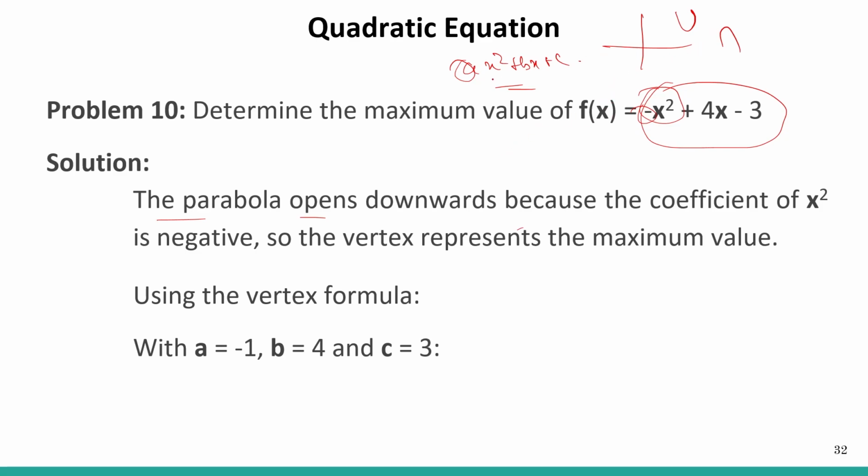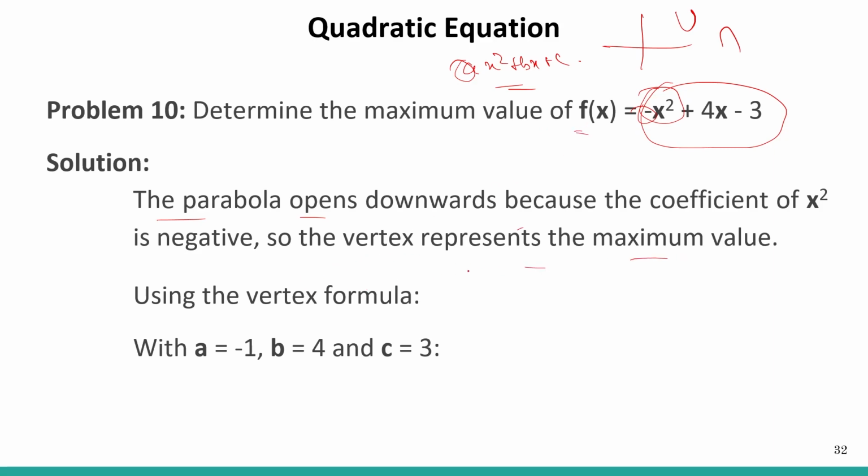Okay, so you may say how? Because as x tends to infinity, the x square term grows way more than the other part of the expression. So the coefficient determines whether it goes up or down. Okay, so let's determine the maximum value of f of x. Okay, so the vertex represents the maximum value.